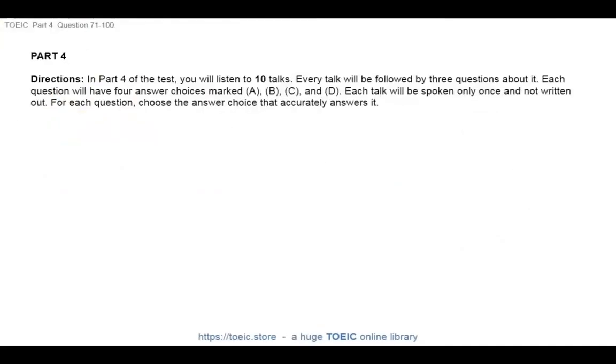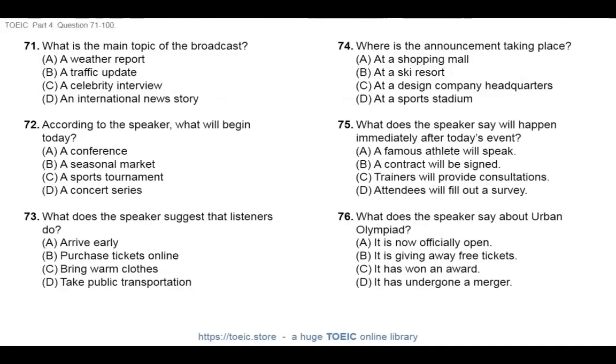Part 4. Directions. In part 4 of the test, you will listen to 10 talks. Every talk will be followed by 3 questions about it. Each question will have 4 answer choices, marked A, B, C, and D. Each talk will be spoken only once and not written out. For each question, choose the answer choice that accurately answers it. Questions 71 through 73 refer to the following broadcast.